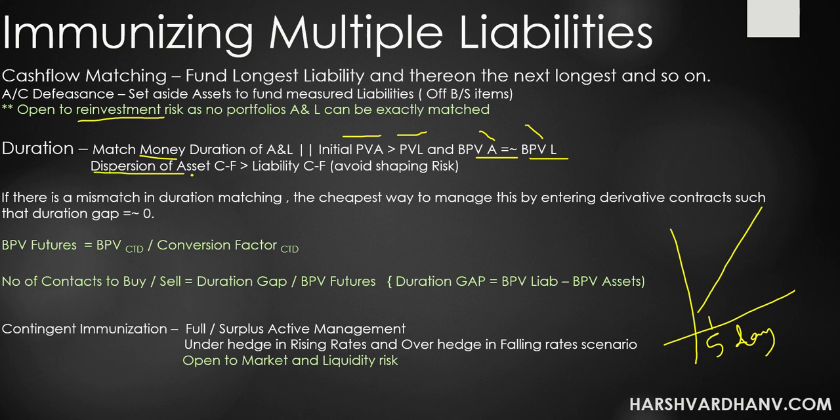We discussed that dispersion of assets should be greater than liability cash flows, but you should not be so much greater that there is a shaping risk, right? What is shaping risk? We discussed steepening or flattening is shaping risk.